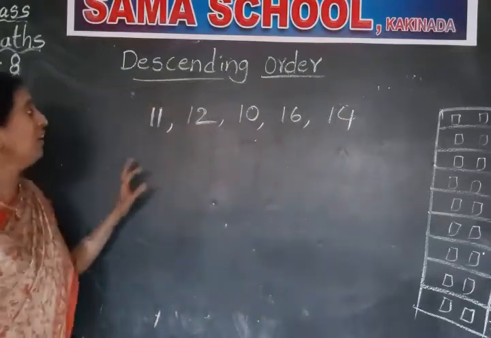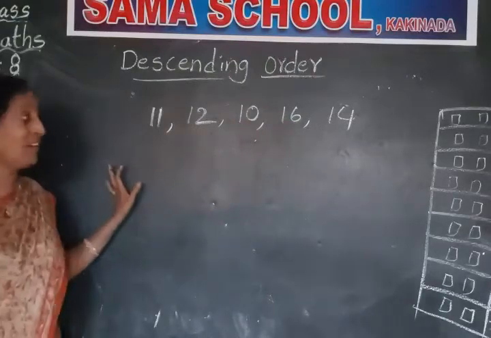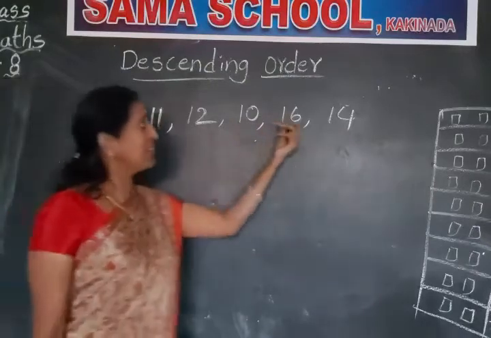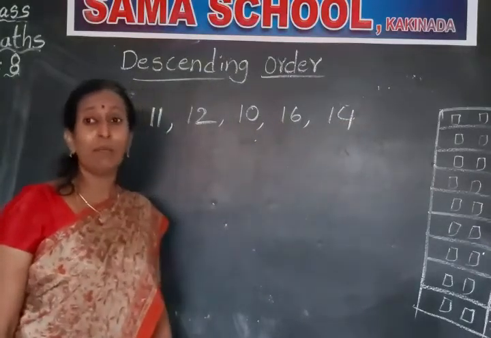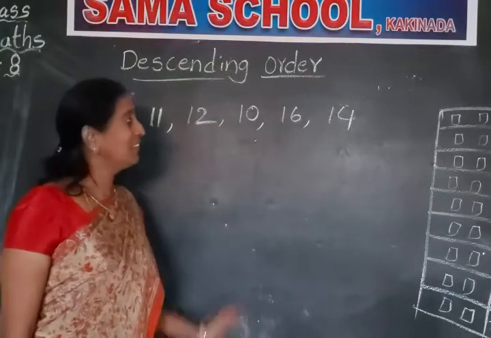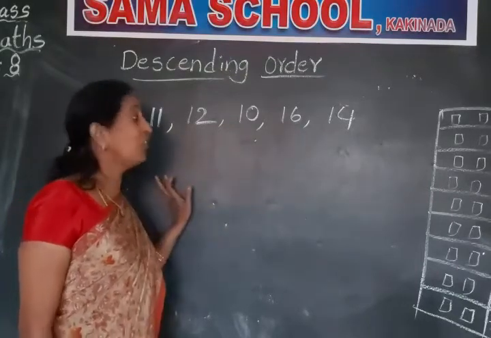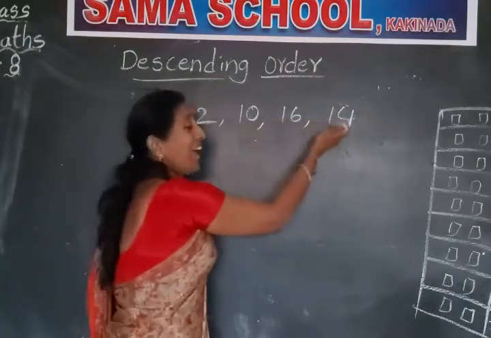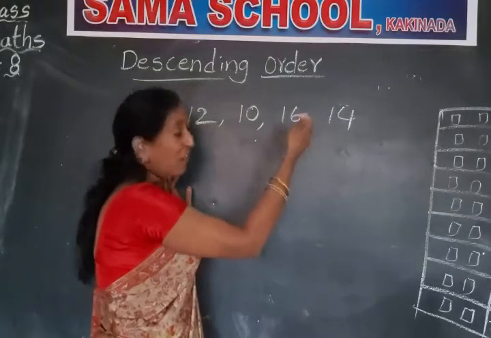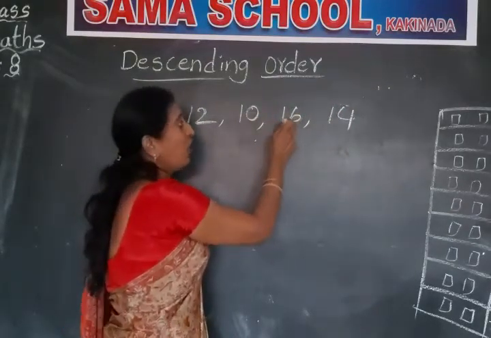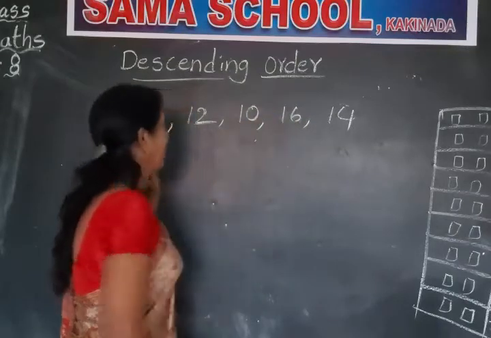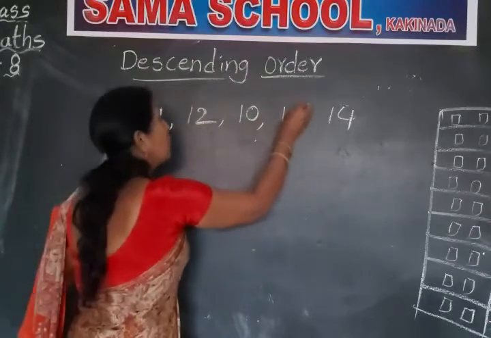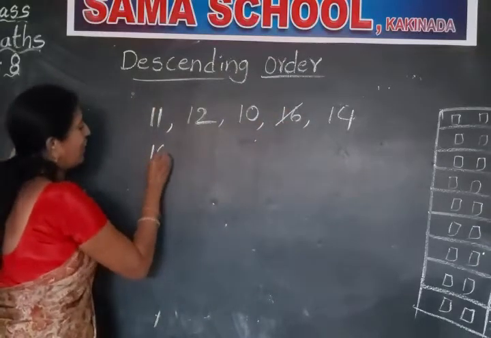The numbers are there here, no? In these numbers, which is the big number? Is 11 the big number, 12 the big number, 10 the big number, 16 the big number, or 14 the big number? Which number is the big number, ma? 16. Yeah, very good. How do you tell 16 is the big number? Because after 14 comes 15, and after 15 comes 16. So 16 is the biggest in these 5 numbers. So you write 16 first here.